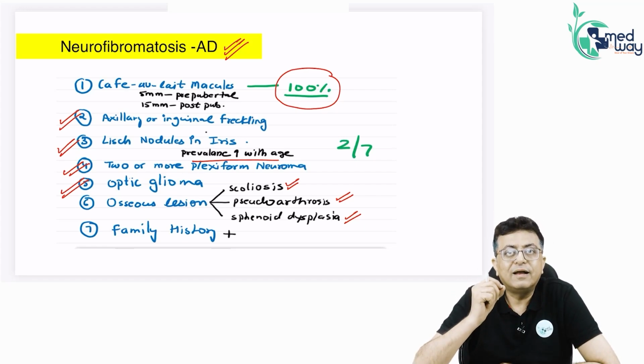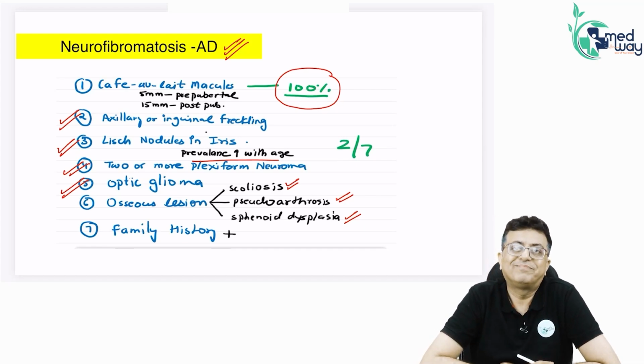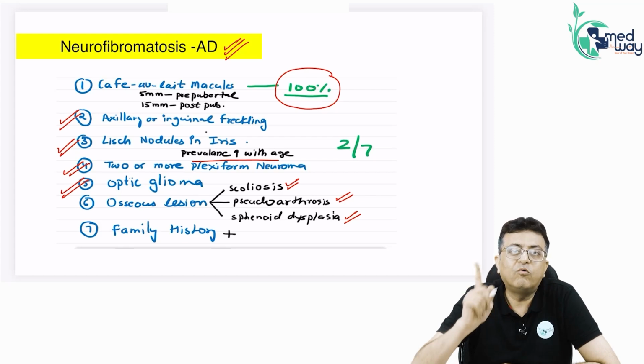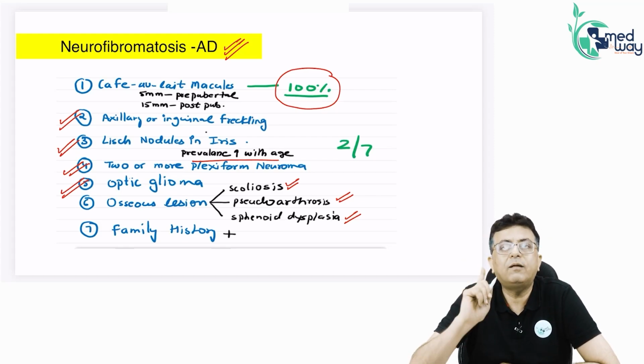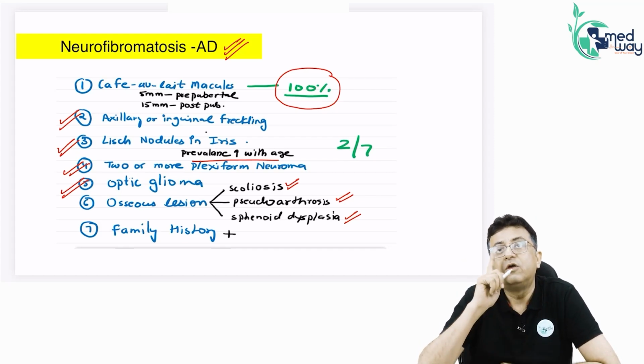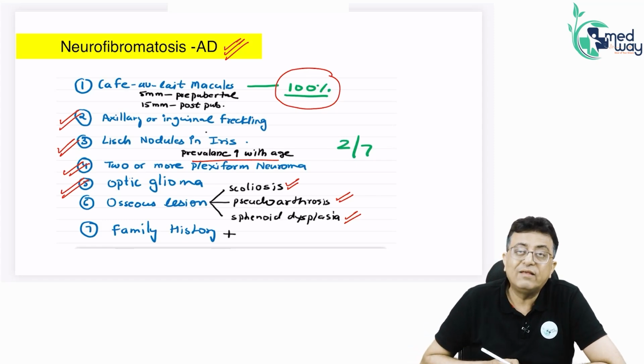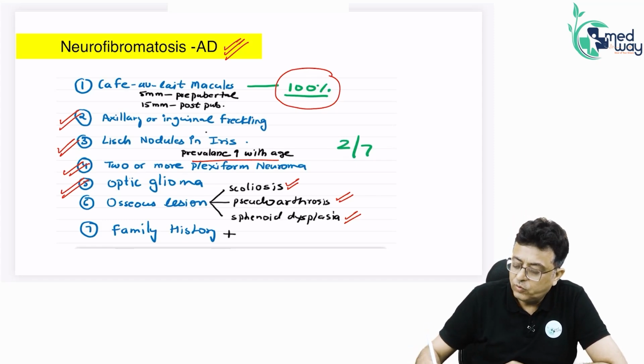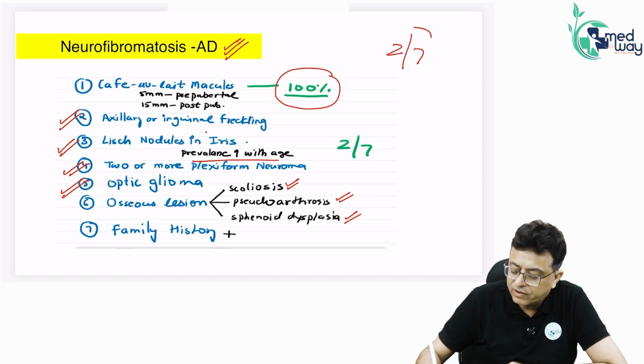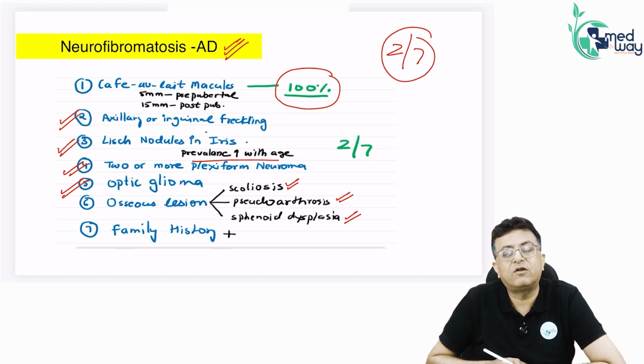To make the diagnosis of neurofibromatosis, we need only 2 points out of 7. One is always cafe-au-lait spot. You can't make the diagnosis of neurofibromatosis without cafe-au-lait spot. So you need 2 points out of 7, and one is always cafe-au-lait spot.